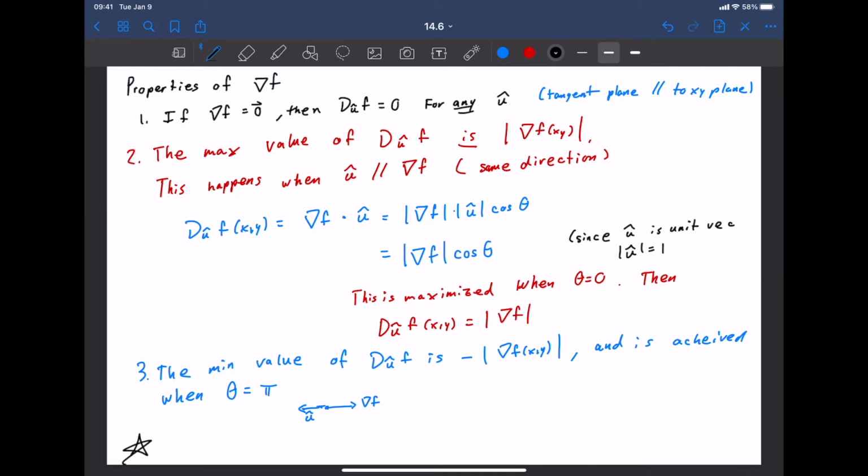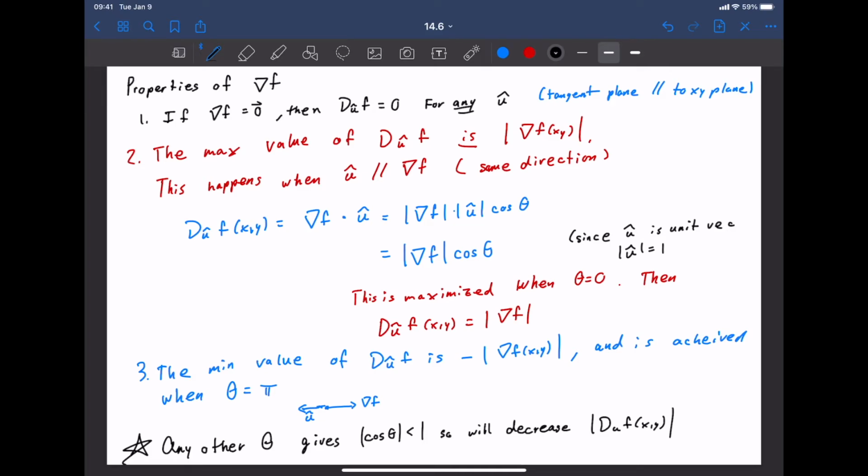One of the main things I'm trying to point out here is that any other theta gives cosine theta a value less than 1, right? So it will decrease the overall size of the directional derivative.